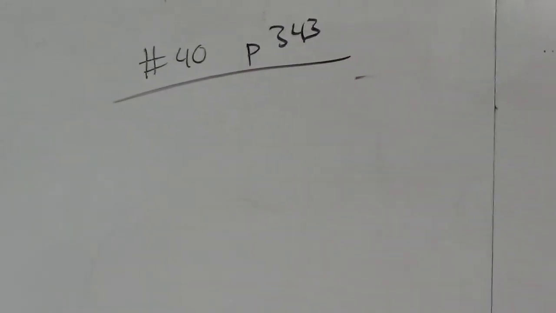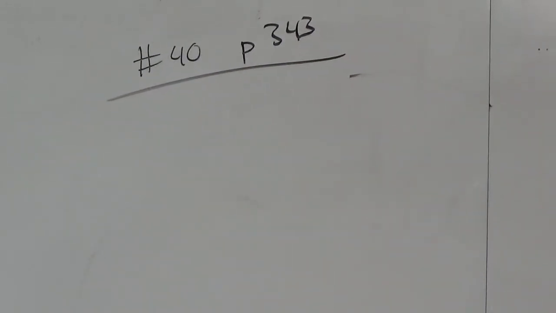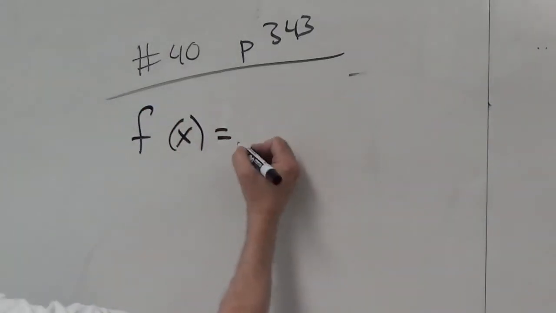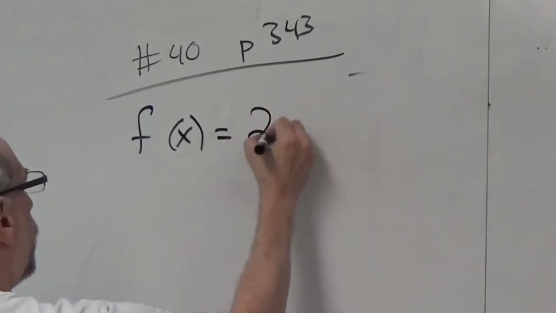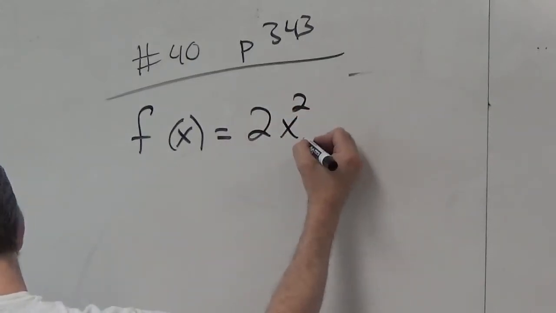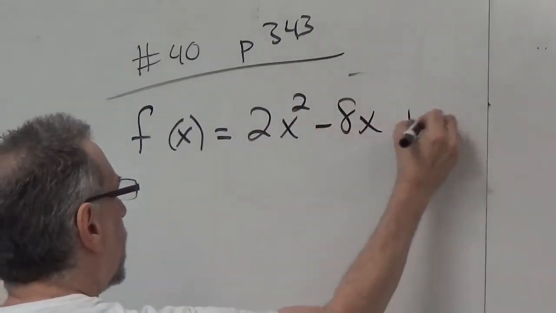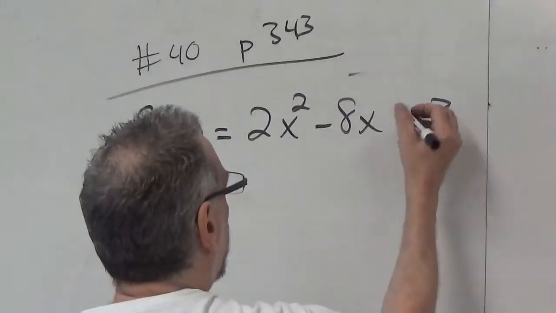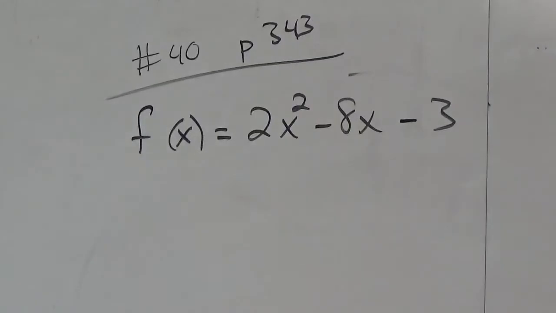All right, so the question here is determine whether the function has a minimum or maximum, find that minimum or maximum, and find the domain and range. So the function given is 2x squared minus 8x minus 3. Very important to get it written down right, otherwise you're going to frustrate yourself. 2x squared minus 8x minus 3.